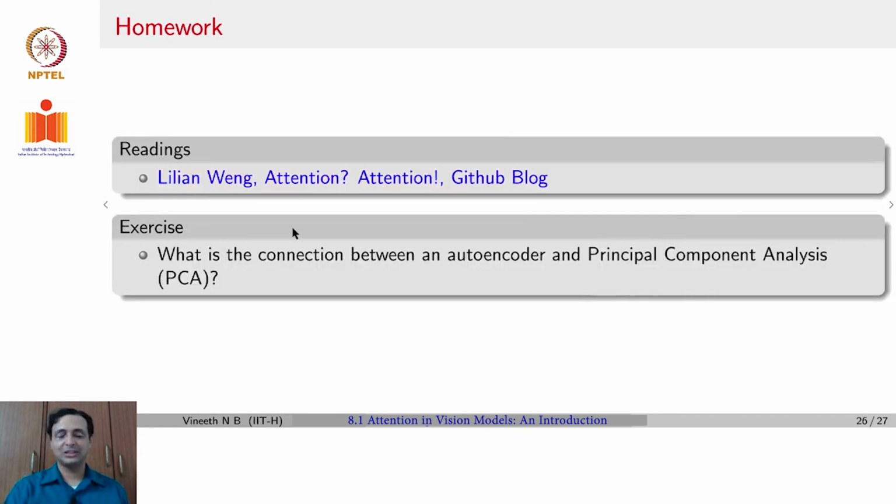Your homework for this lecture is to read this excellent blog by Lilian Weng known as Attention. It's a blog on GitHub. And one question that we left behind: is there a connection between an autoencoder and principal component analysis? Think about it, and we'll discuss this in the next lecture.